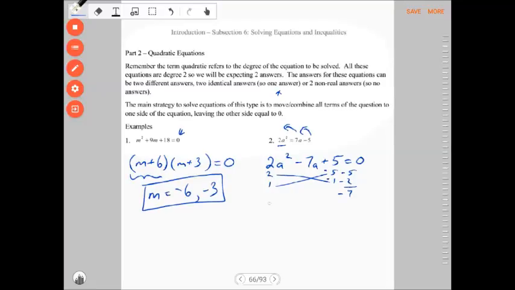So we get 2a minus 1 and a minus 5 still equals 0. Of course, to do these ones, we change the sign, so it's +1 and then divide by what's in front. So 1/2 or just +5. So those are our 2 answers for this one.